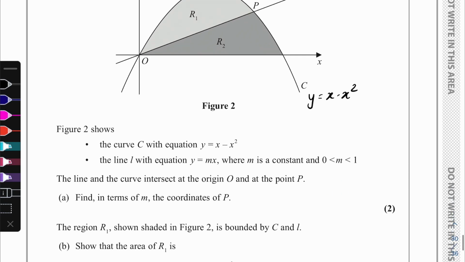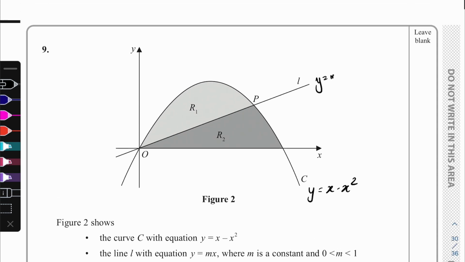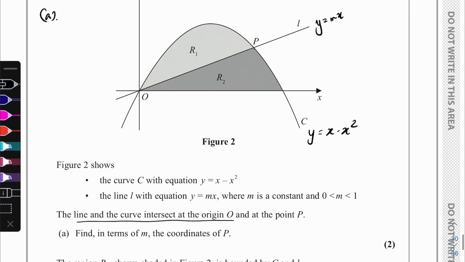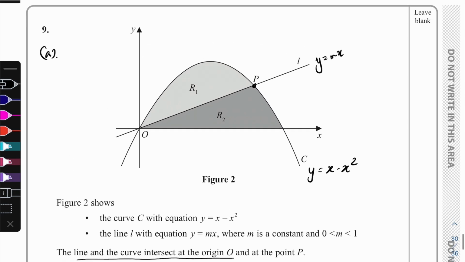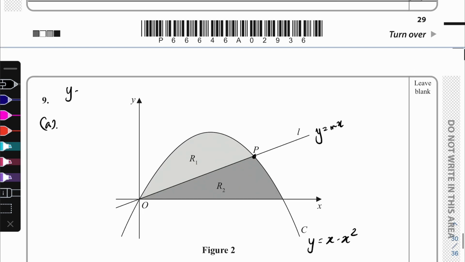All right, let's see. So I'm going to call this y equals mx. So let's do part A over here. Part A says the line and curve intersect at the origin and at point P. Find in terms of m the coordinates of P. That's pretty simple. So all we have to do is equate y equals x minus x squared and y equals mx to find the x coordinate and then the y coordinate.